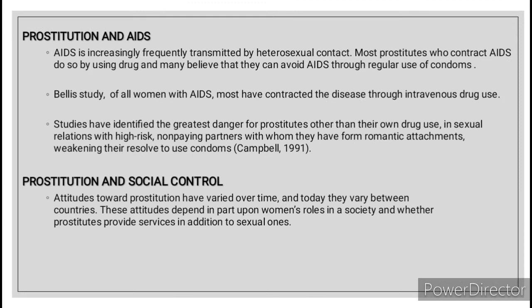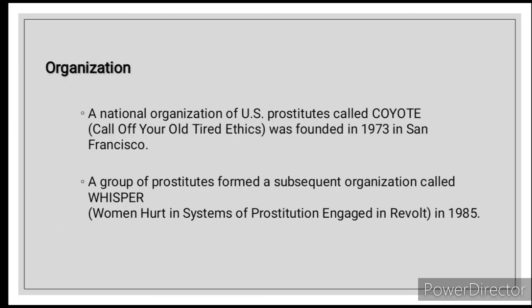Prostitution and AIDS. AIDS is increasingly transmitted by heterosexual contact. Most prostitutes who contract AIDS are those who use drugs, and many believe that they can avoid AIDS through regular use of condoms. Studies have identified the great danger for prostitutes, other than their drug use, in sexual relations with high-risk non-paying partners with whom they have formed romantic attachments, weakening their resolve to use condoms, saying, "I can't use a condom with my boyfriend. What will he think? That I'm going to charge him next?" an Australian prostitute noted.